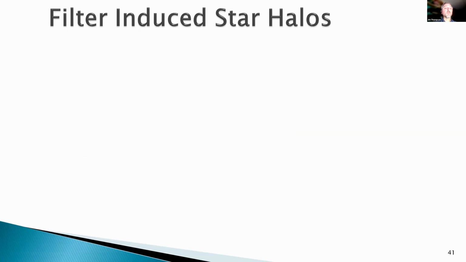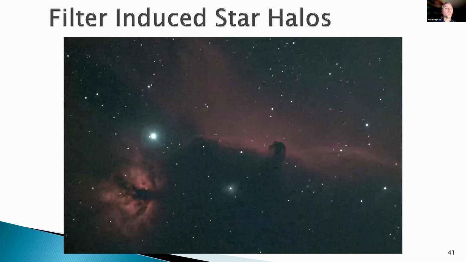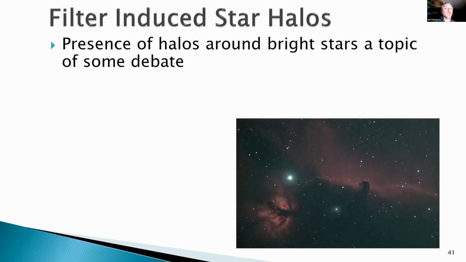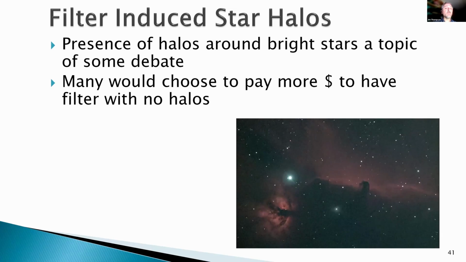The next advanced filter topic to discuss is star halos. This image of the Flame and Horsehead Nebula should be familiar to many people, including the nice juicy halo around the star Alnitak. The presence of halos in astro images is a topic of much debate, with many astro imagers of the opinion that they'd spend more money if it meant they'd get a filter that did not produce halos.